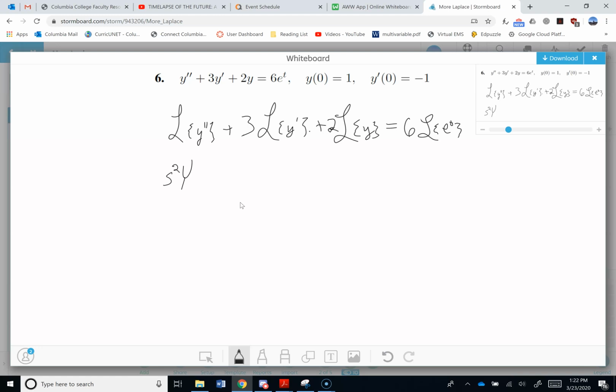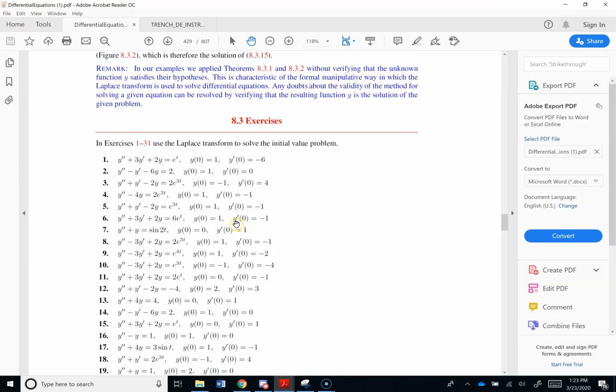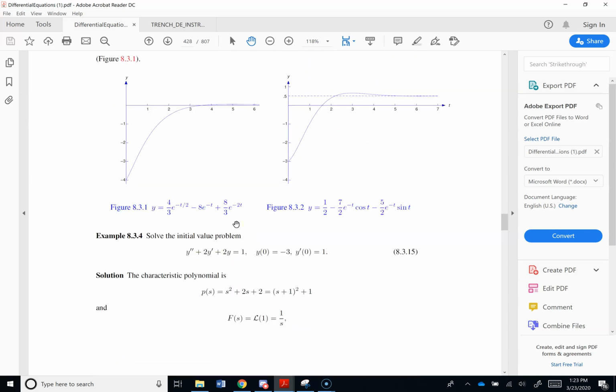So the Laplace transform of y double prime is s squared Y minus, and then this should be y prime at 0, which is minus 1, plus, whoops, not plus. So you multiply that by s, though? Y prime at 0 does not get an s. No? Pretty sure. For y double prime? Yep. I don't know, it's been a while, but let's see.